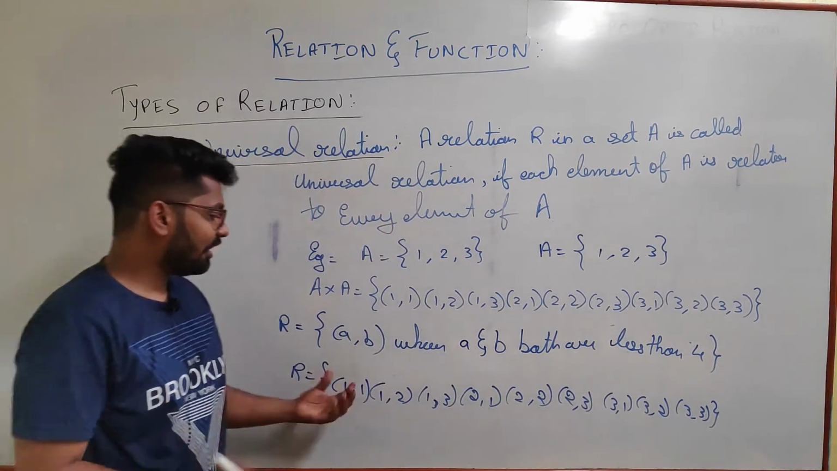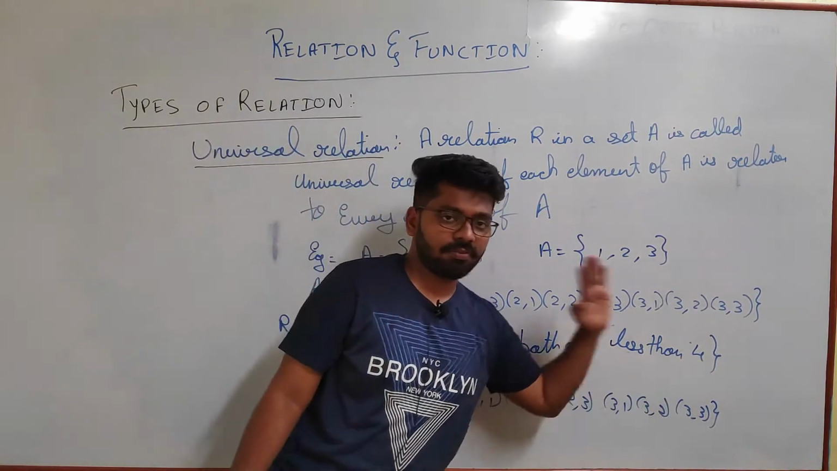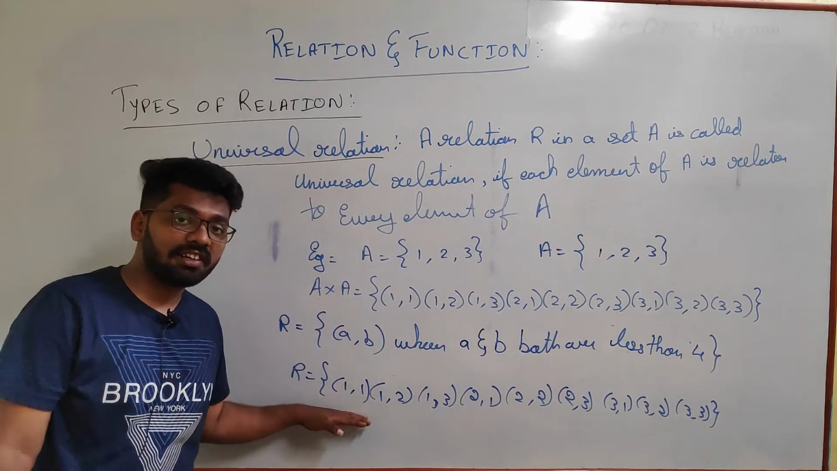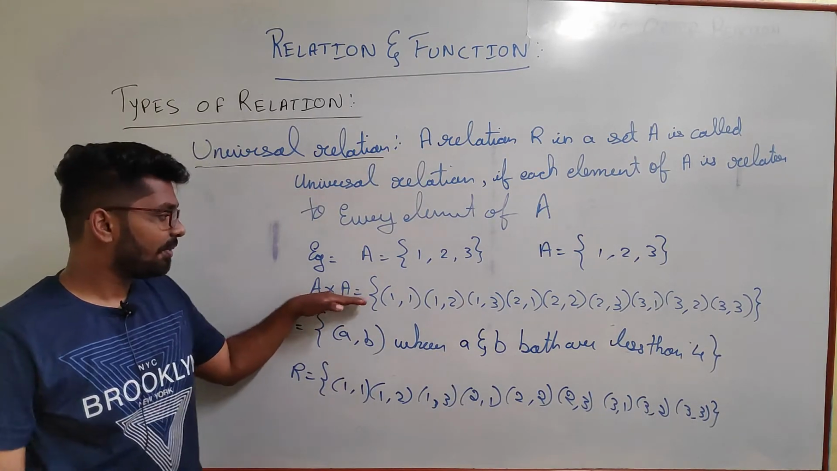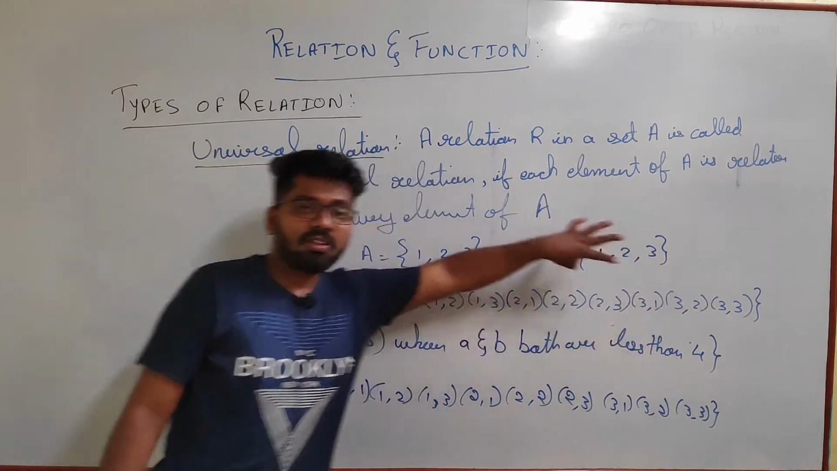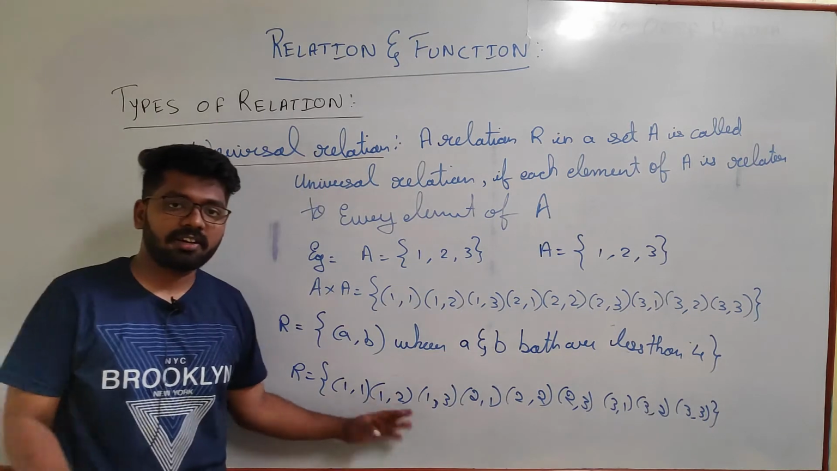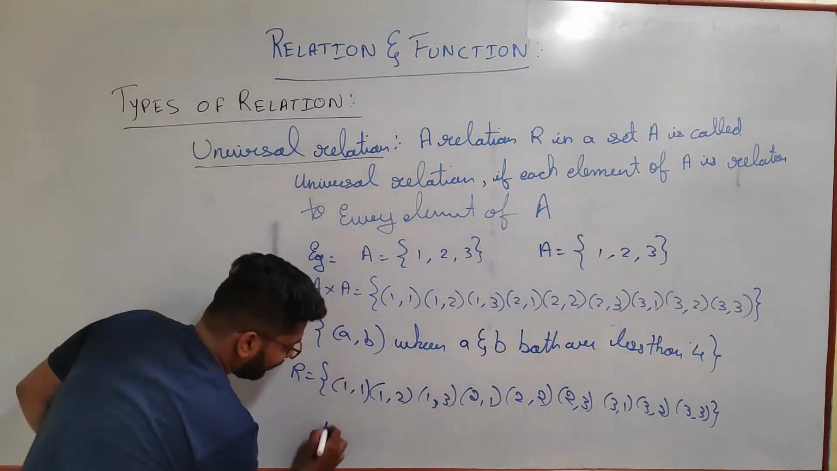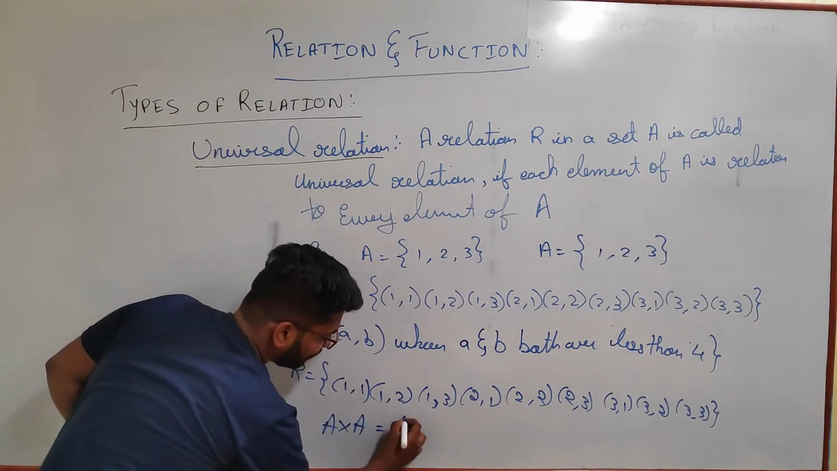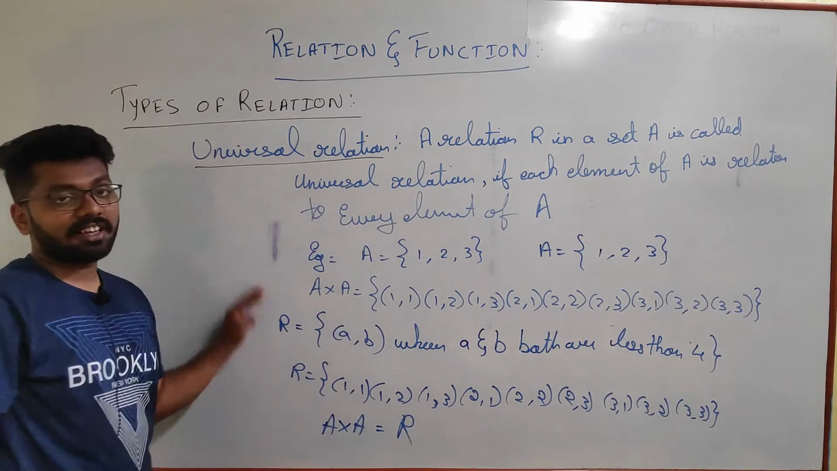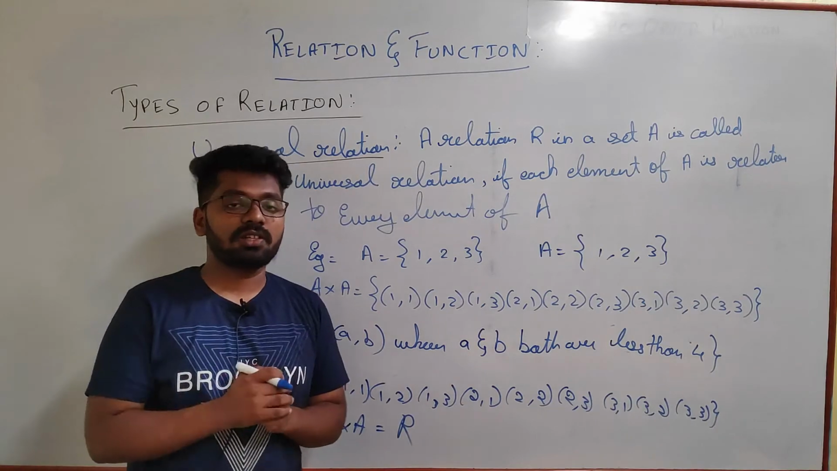It means what? See, whatever I have considered, the relation is less than 4. So every element of A cross A, is it present in the relation set? See, A cross A, how many are there? All those are present in my relation R. It means what? A cross A is nothing but equal to relation set R. So therefore this type of relation is known as universal relation.